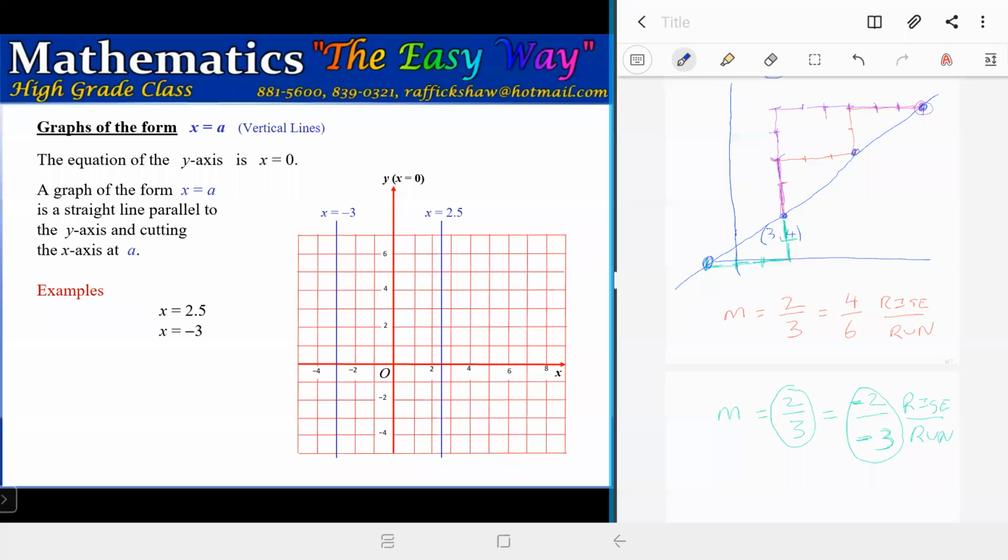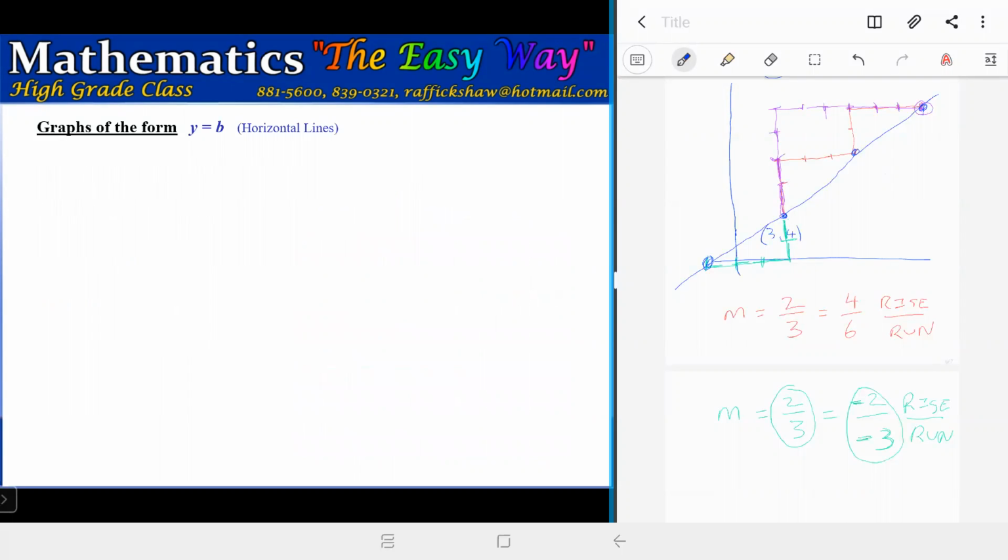Next example. x equals 7. x equals 7 is a vertical line passing through 7. So see there, that's x equals 7. So those are your examples of your vertical lines. Cool? Let's look at another example. Let's look at horizontal lines now.